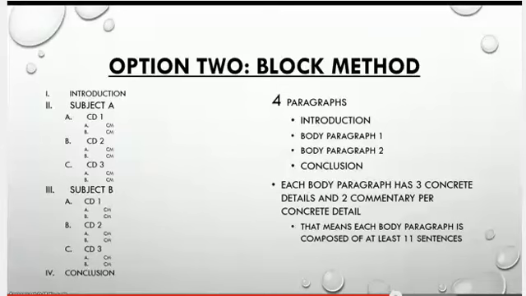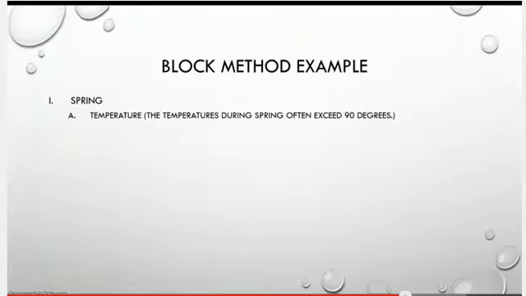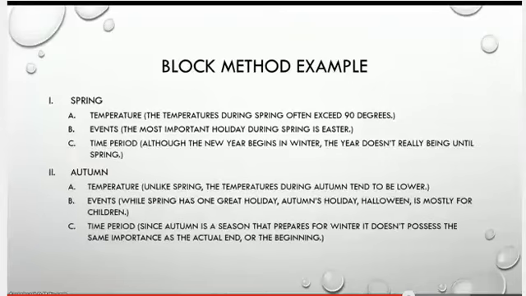So let's look at an example of the block method. Just like before, we're going to talk about both spring and autumn. Right. With spring, we have our 3 points. We have temperature, we have events, and we have time period. And in the first paragraph, you are establishing norms. You are establishing what qualities spring has. Right? So you have temperature. The temperatures during spring often exceed 90 degrees. The most important holiday during spring is Easter. And although the new year begins in winter, the year doesn't really begin until spring. Right? So these are your 3 main details about spring.